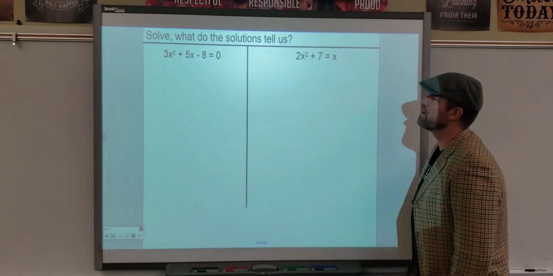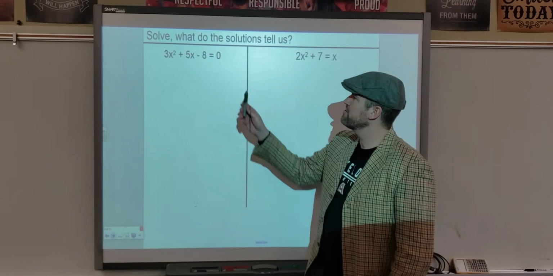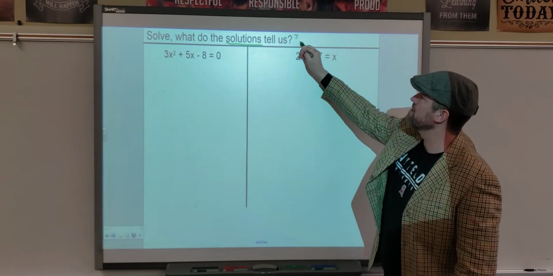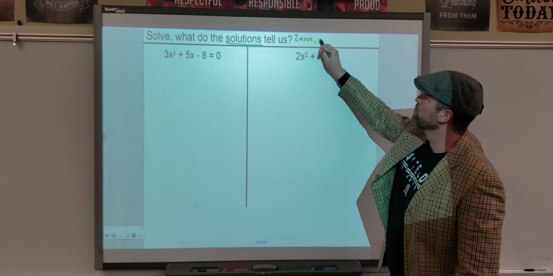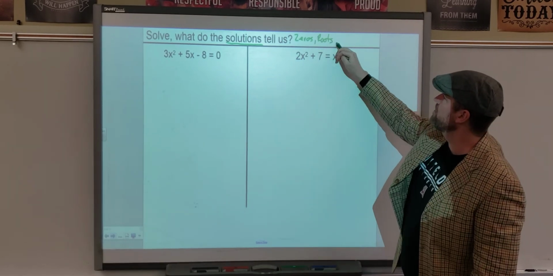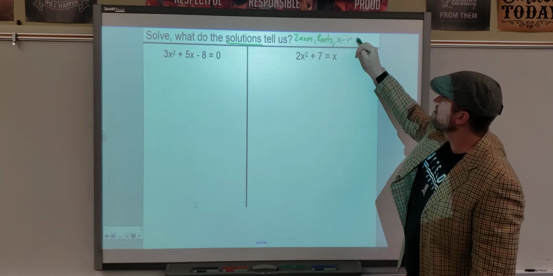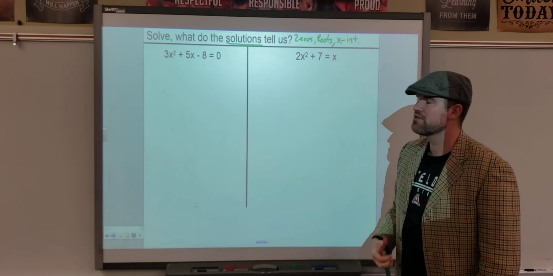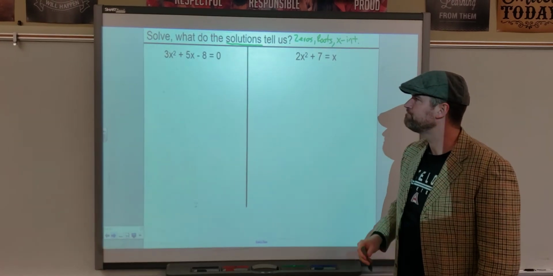All right, so here we go. We're going to solve some more. Just a reminder, when we're finding the solutions, it's really our zeros, roots, or as you'll find out when we get back from spring break, we also call these our x-intercepts, which is going to be one of the more important things we use the quadratic formula for, is to find the x-intercepts of problems.